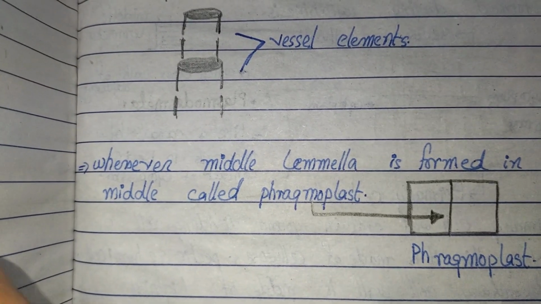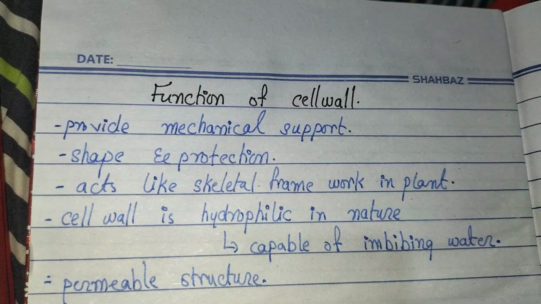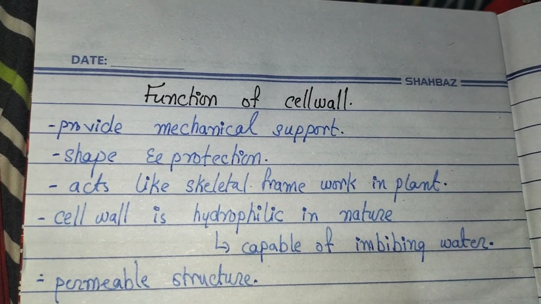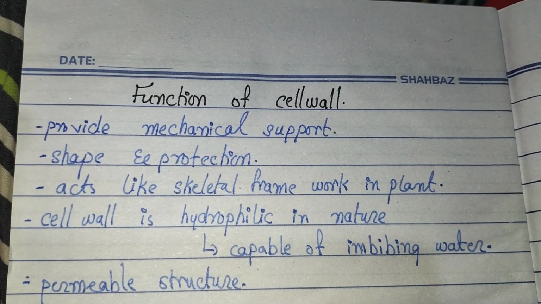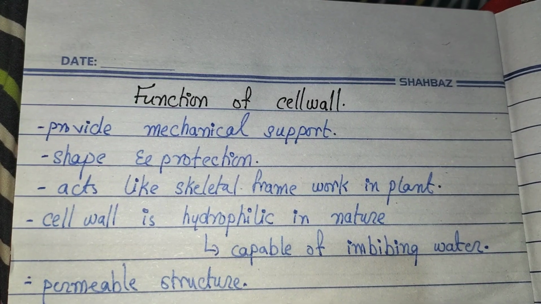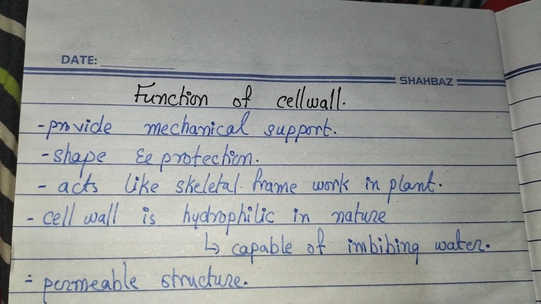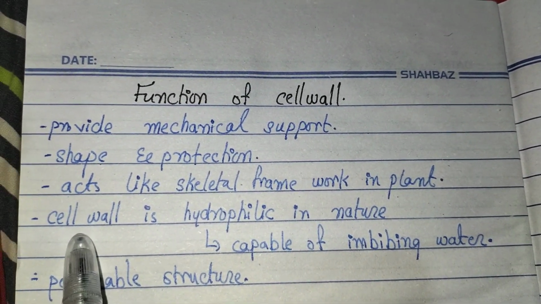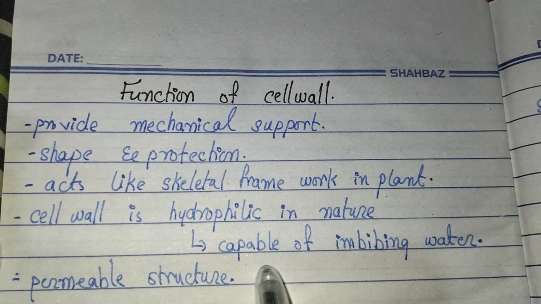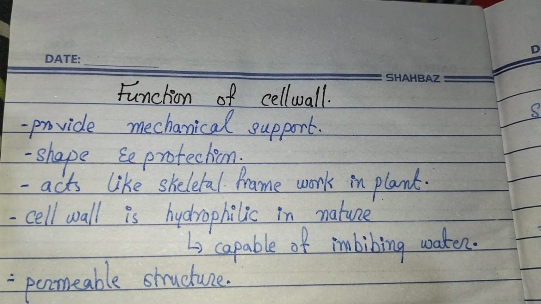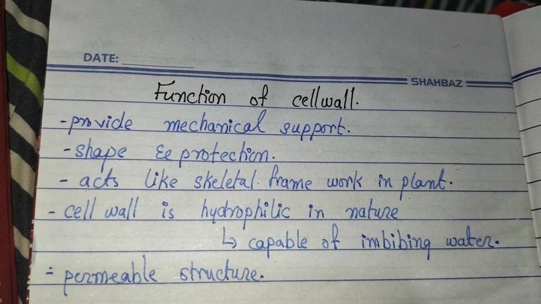Now we will discuss the functions of the cell wall. The first function of the cell wall is that it provides mechanical support, shape, and protection, and it acts like a skeletal framework in plants. The second function is that the cell wall is hydrophilic in nature, which means it is capable of imbibing water, and it is a permeable structure.